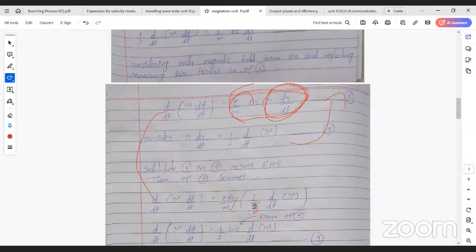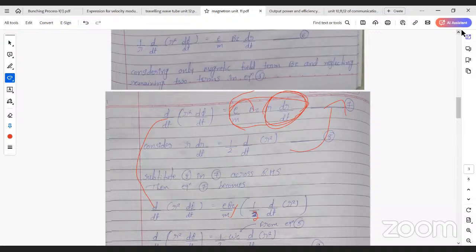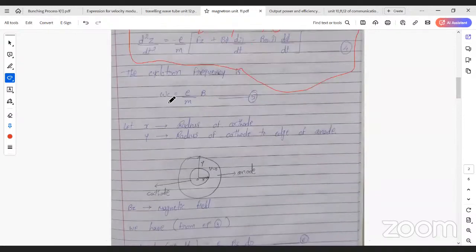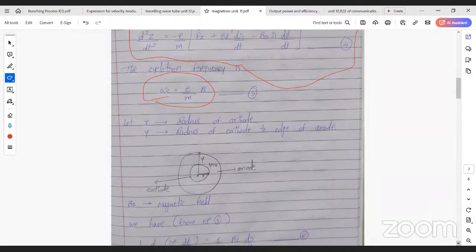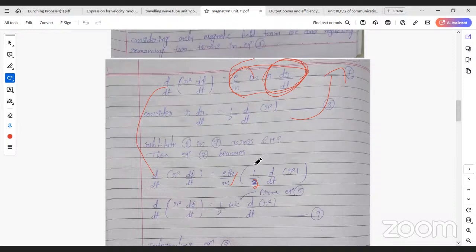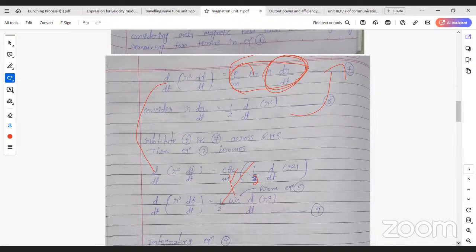And next, we have equation 5. What is equation 5? Previously I said to remember 4 equations. In that, omega c equals e by m into B. In place of eB by m, substitute omega c. So the 1 by 2 is written here, 1 by 2, and in place of e bz by m, I wrote omega c, next to d by dt of r square. This is equation number 9.